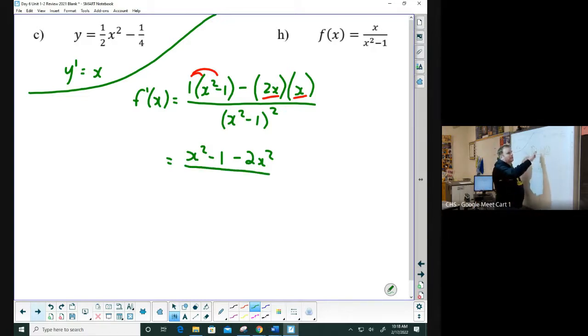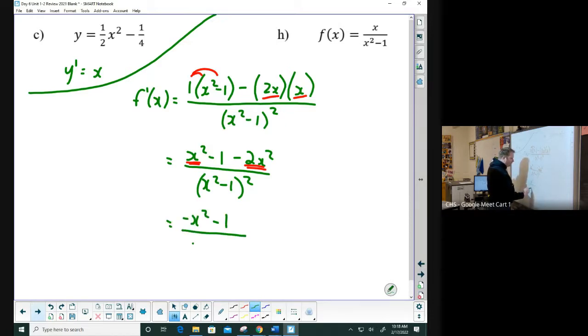No rainbow here. Rainbow only happens when there's a plus or a minus in between. All over the bottom squared. And I'll notice that I can simplify x squared. And so I had negative x squared minus 1 all over x squared minus 1 squared. And that is my derivative.